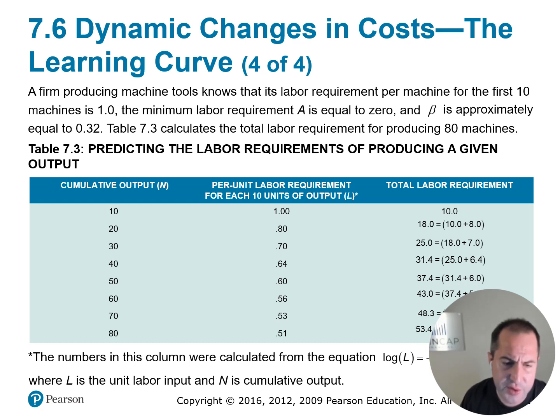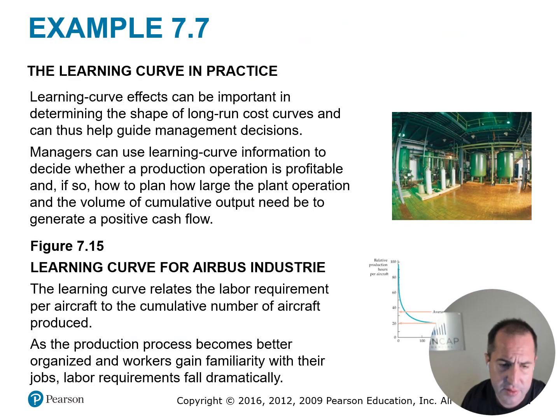A firm producing machine tools knows that its labor requirement per machine for the first 10 machines is 1. The minimum labor requirement A is equal to 0, and beta is approximately 0.32. This calculates the total labor requirement for producing 80 machines. And just a good visualization, right? There are a lot of different ways we can put this together depending on the level of output we want to achieve. Learning curve and practice can be important in determining the shape of your cost curve.